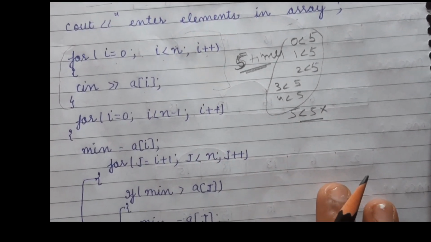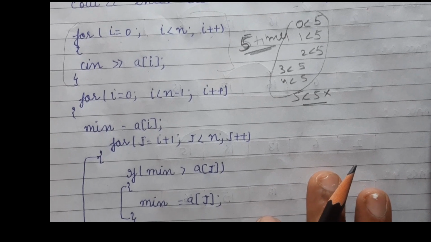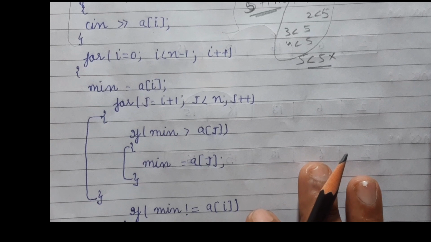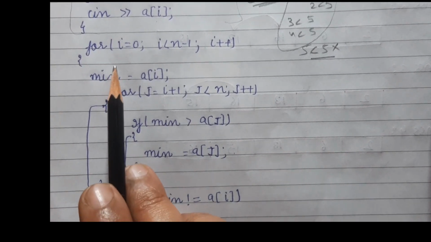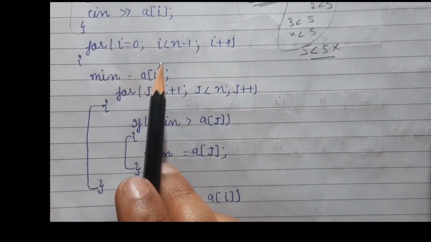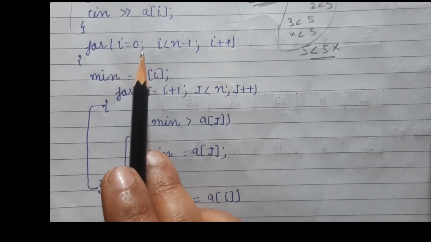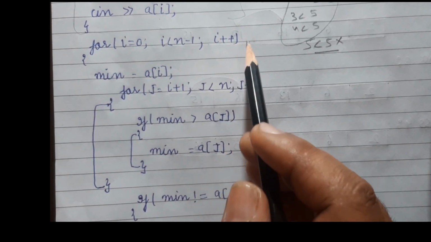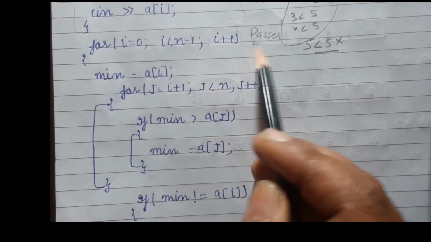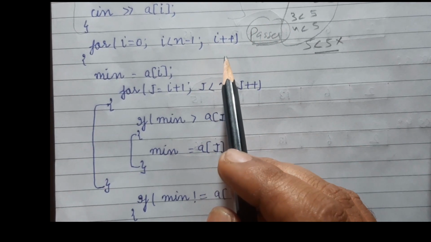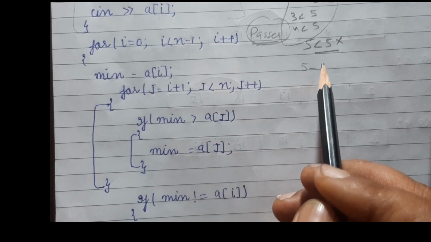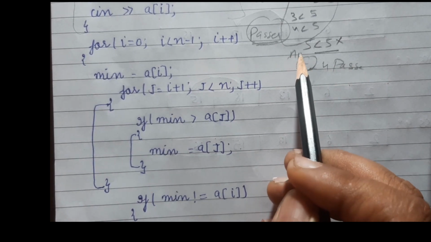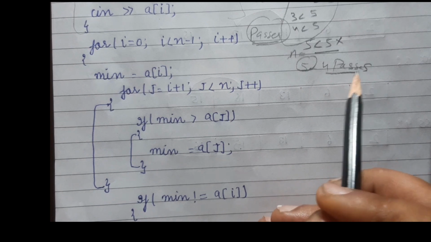After this, now we implement the main code for passes and swapping. So here we implement an outer for loop. This outer for loop is used for implementing the number of passes. How many passes are required? If we have 5 elements, 4 passes are required. If n has a value 5, then 4 passes are required.